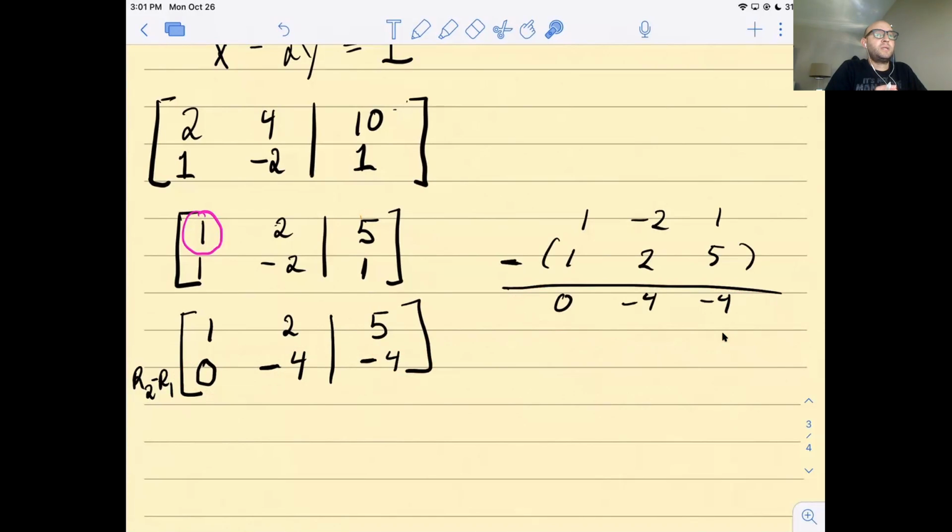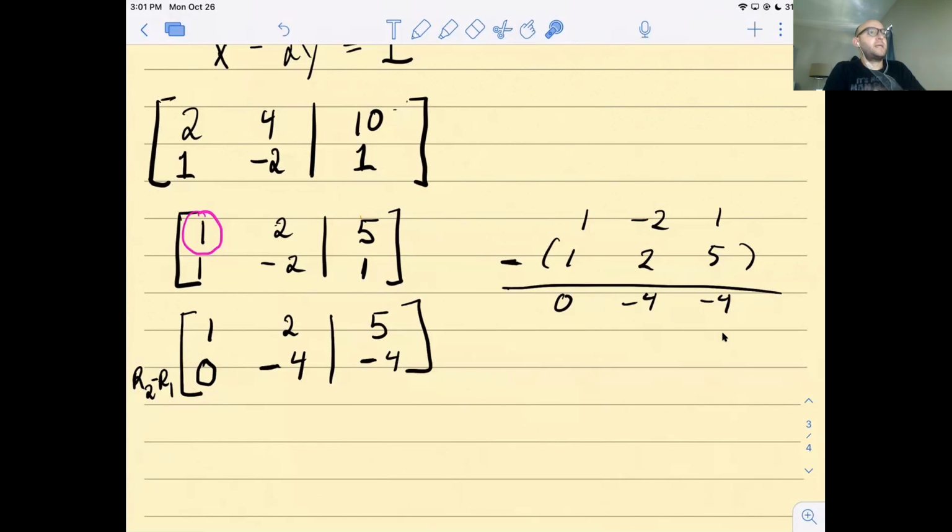And when you're doing this, you will have to do a little bit of mental math. Why did we do that? We did that to get a 0 right here. I wanted the 1 to cancel. I wanted to do R2 minus R1. So that's the only reason I do it.